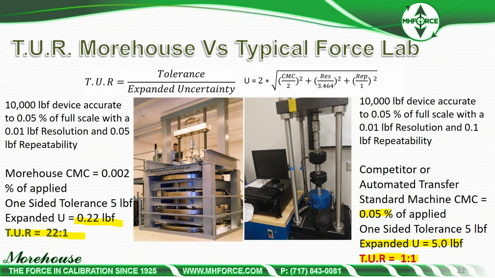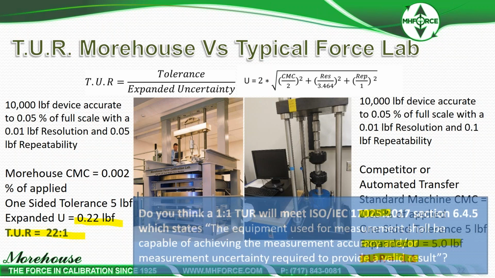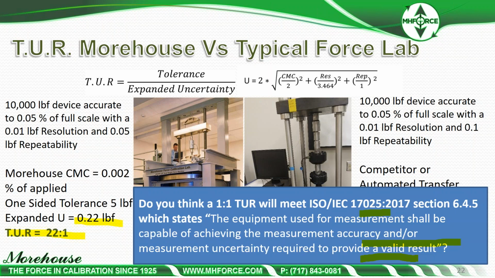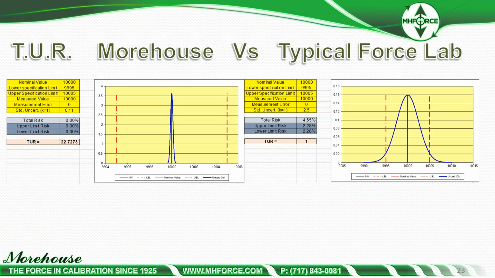What does this really mean? I'm going to show some pictures of what this means and the impact it may have. The question is, we look at the new standard, section 6.4.5: the equipment used for measurement shall be capable of achieving the measurement accuracy and or measurement uncertainty required to provide a valid result. Do you think a 1-to-1 TUR is going to allow that? The answer is really maybe. We don't know until we look at the graphs or the specification limits, and then offset those by a certain method, or take the uncertainty into account in method 5.